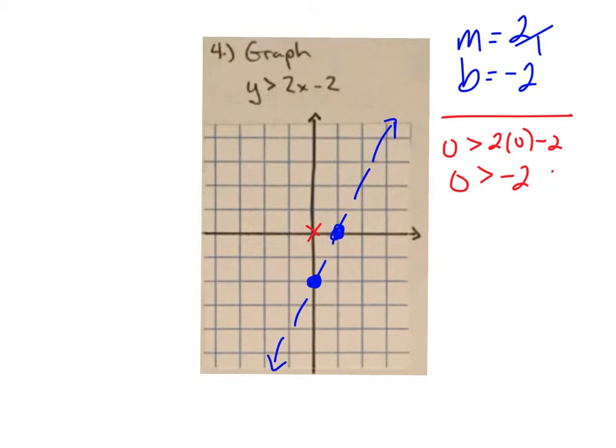Is that a true statement? Well, yeah, 0 is greater than negative 2. That means that we shade on this side of our dotted line.